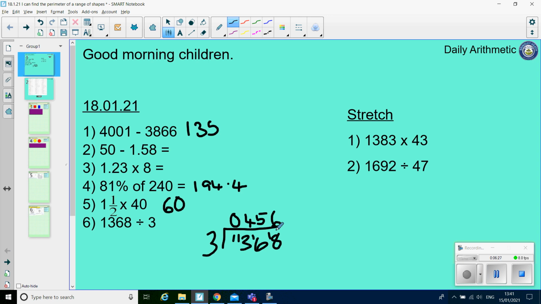Okay, some of you would have had a go at the stretch this morning. If you did, the answer to question 1 is 59,469, and the answer to question 2 is 36. All right, year 6, well done with those.